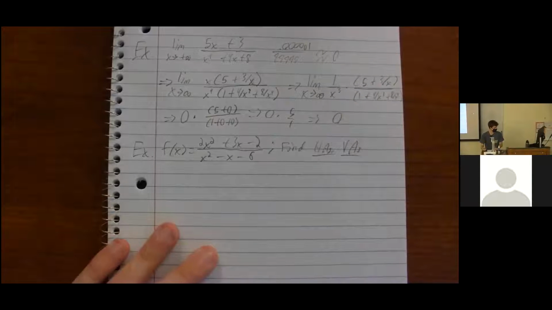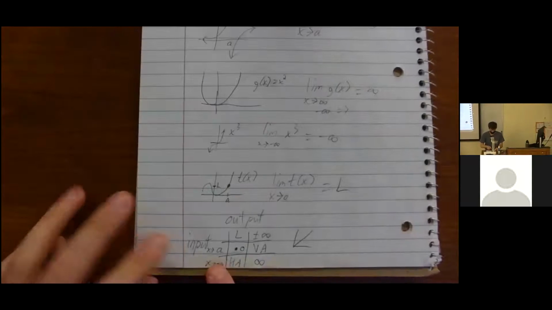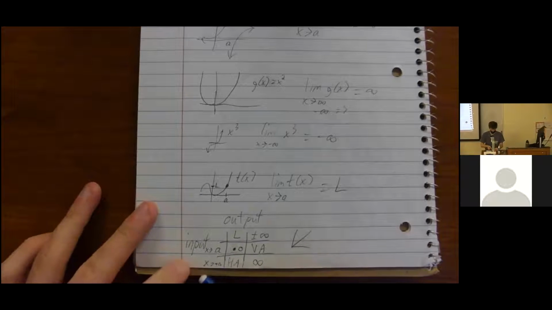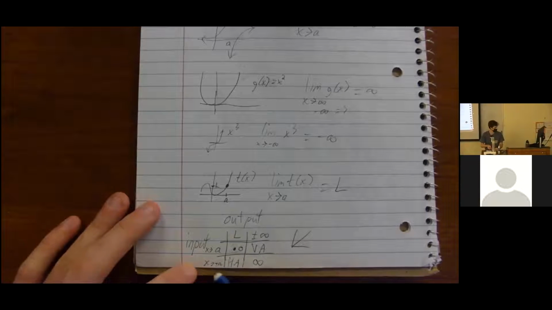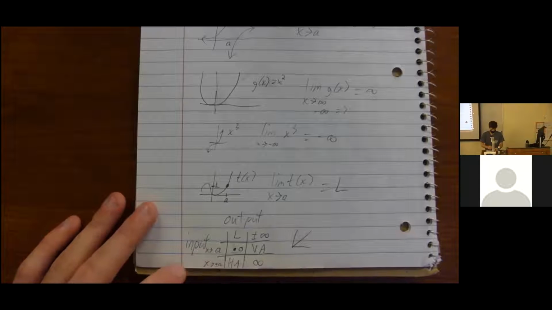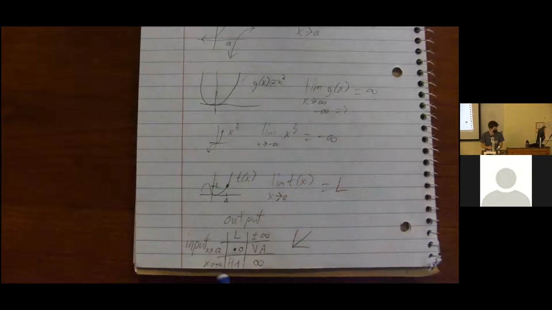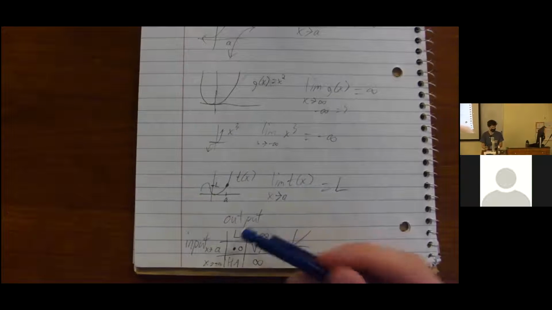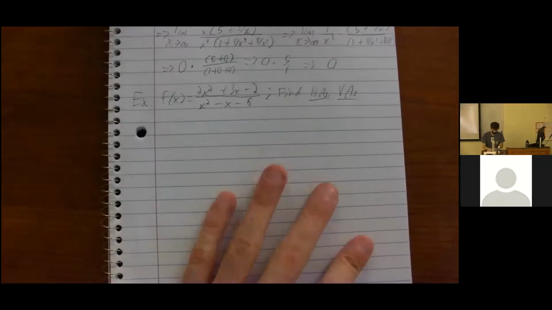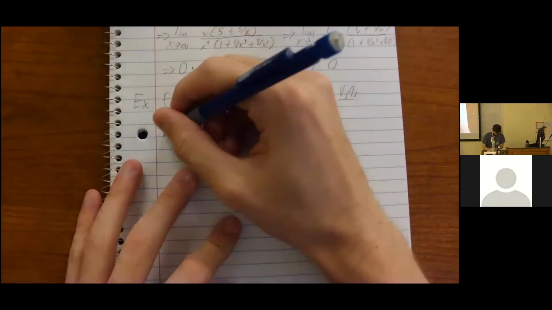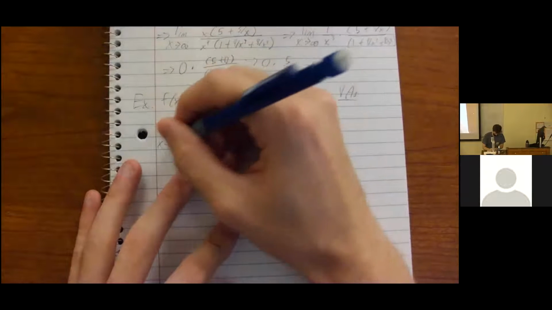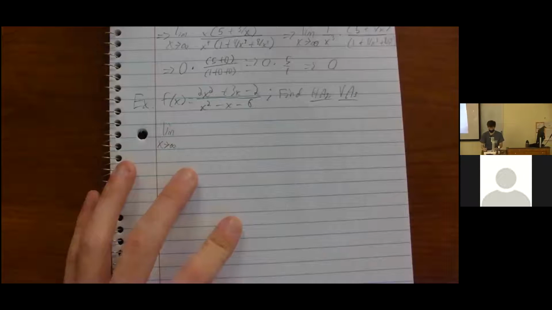Okay. So for horizontal asymptotes, we can consult our little table right here. We know that we're looking to plug in infinity for the limit statement. So we want to take a limit as x goes to infinity, and we're looking to get a real number value out of that. That's not infinity, right? Okay. So let's just do that. So limit as x goes to infinity, let's say.